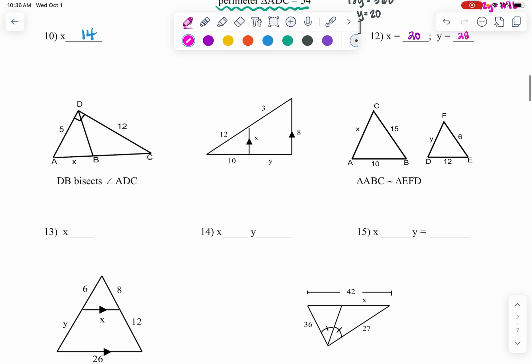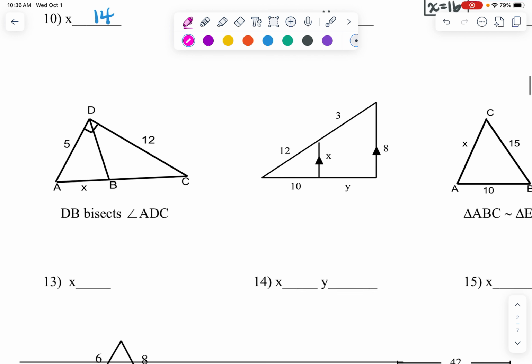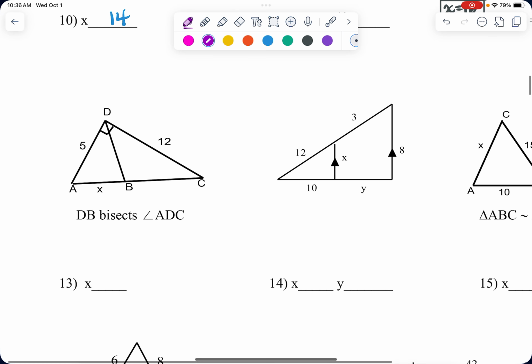All right, moving right along. Okay, on this one, this is a tricky one. There was one like this on your homework, right? So here we go. BD bisects angle ADC. So these angles are congruent, which means I have an angle bisector, which means I'm going to use the angle bisector theorem. So let's refresh, right?